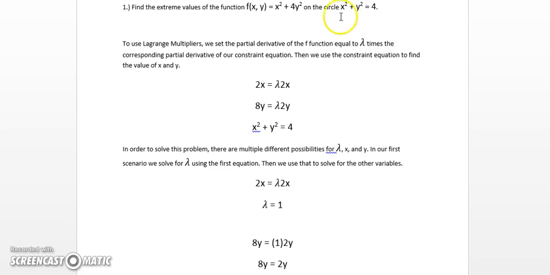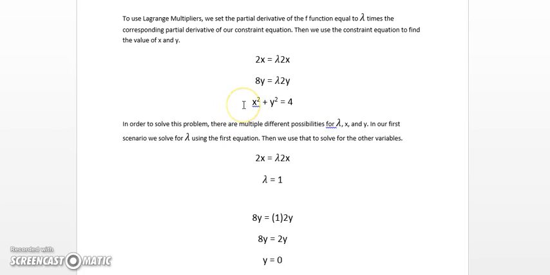This involves taking the partial derivatives of this function and setting them equal to lambda times the corresponding partial derivatives of the constraint function. As we see here, we get 2x, the x derivative of our f function, and we set it equal to lambda times the x partial derivative of our constraint equation, which gives us lambda 2x. We do the same for y. The y partial derivative is 8y, and we set that equal to lambda times the partial derivative of the constraint, which is 2y, giving us lambda 2y. Then we add in our constraint equation. Those are our three equations.